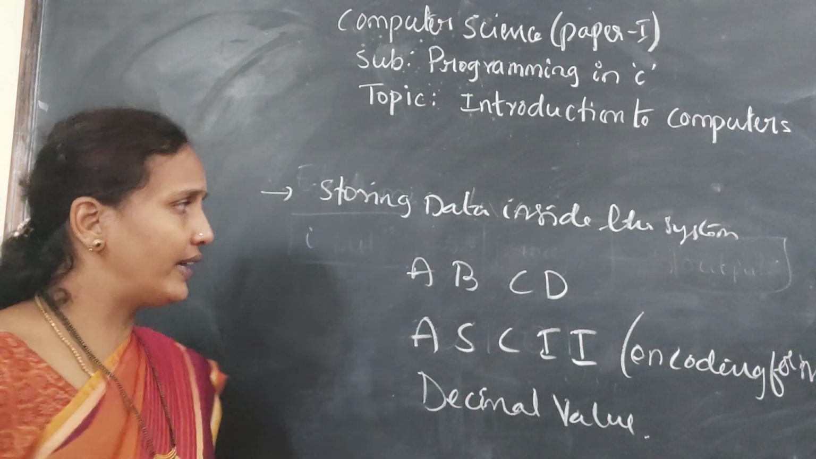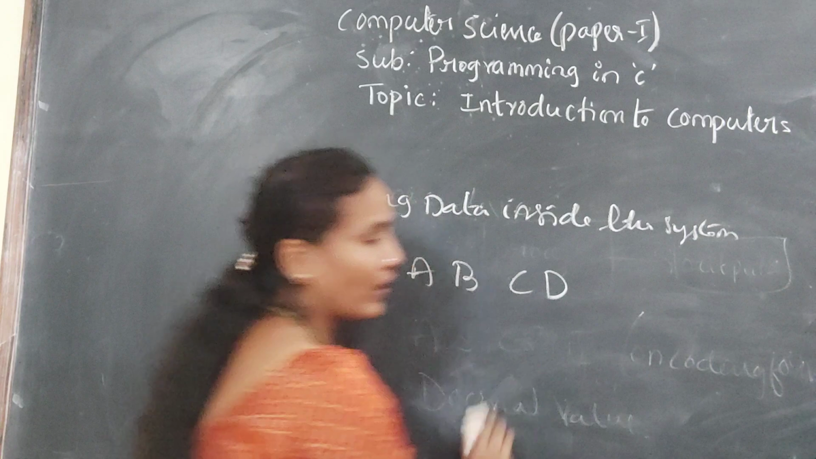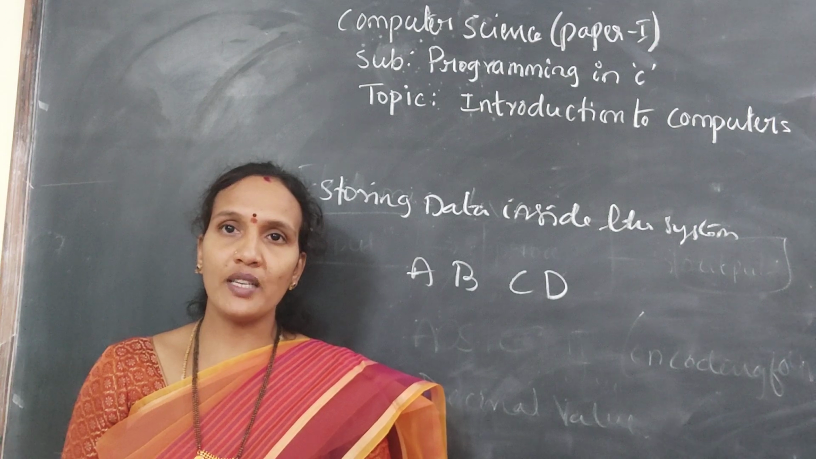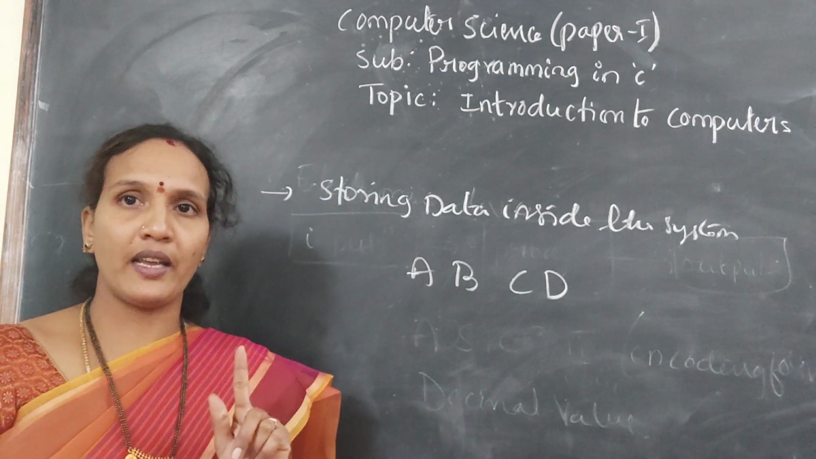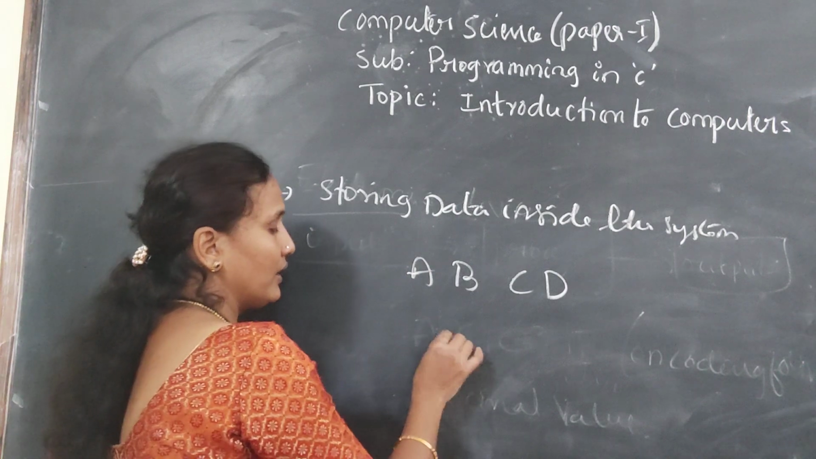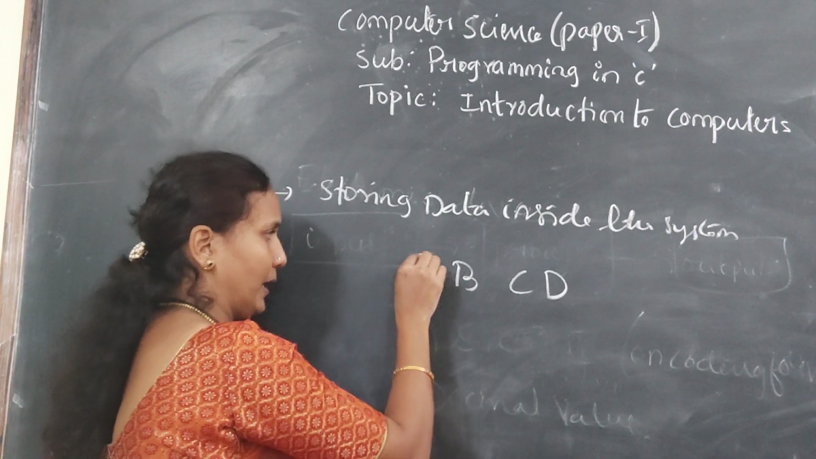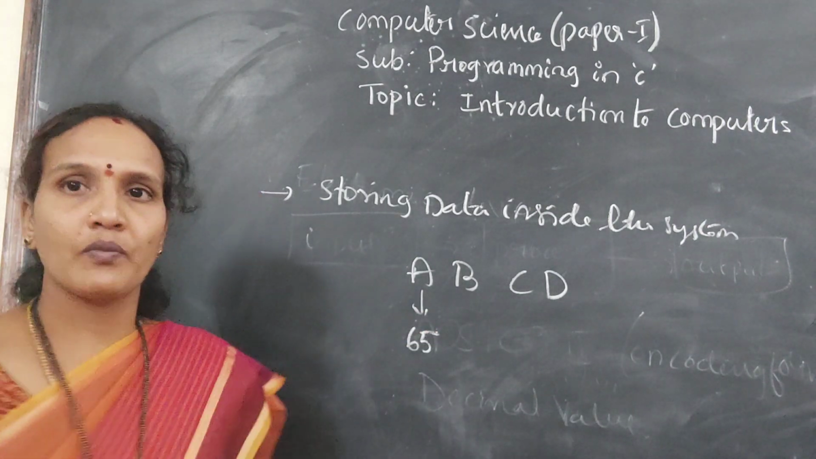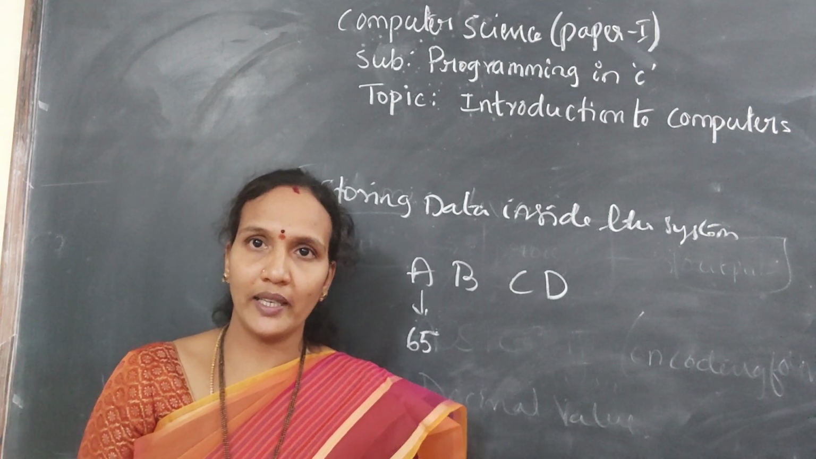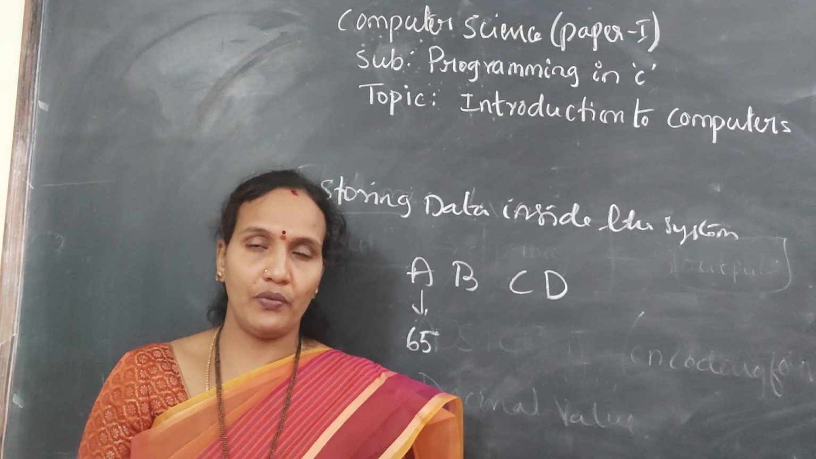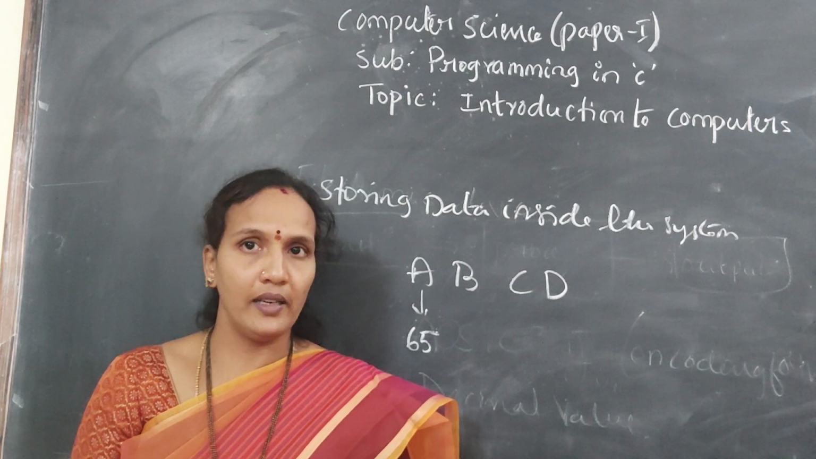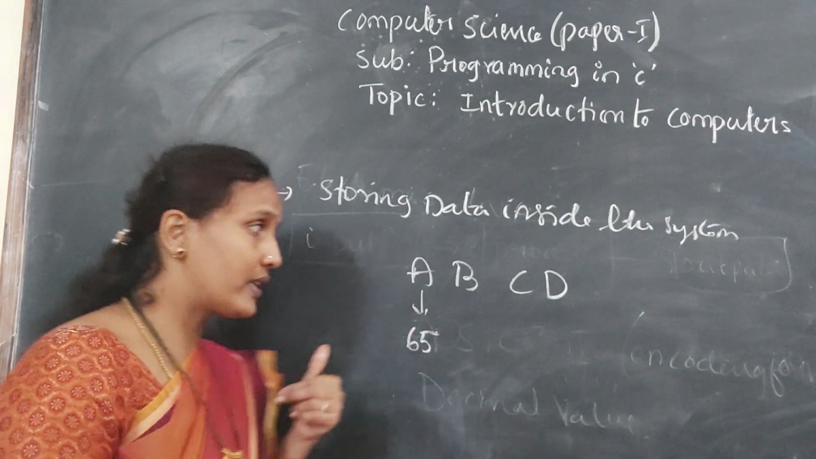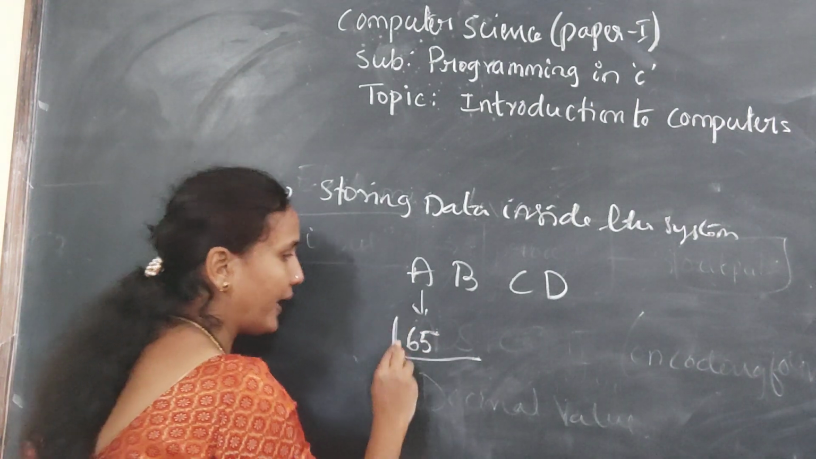So whenever you enter any character using the keyboard, internally, in place of the character, that decimal code will be represented. For example, if I enter capital A, the decimal value is 65. So whenever you press capital A on the keyboard, internally, 65 replaces it.